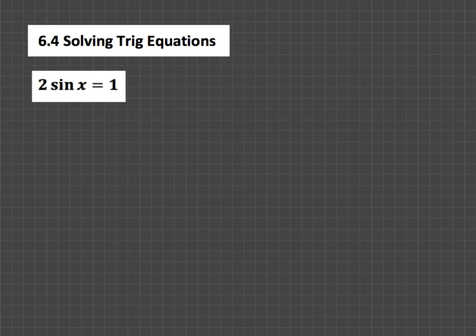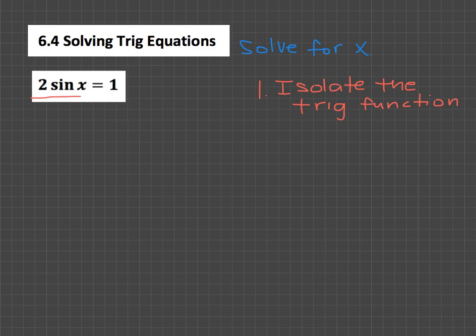We're going to look at 6.4, solving trig equations. Here's an example. We have 2 times sine x equals 1. Our goal is to solve for x. First step is to isolate the trig function. In the example, we want to divide both sides by 2. That gets sine x by itself on the left equal to 1/2.